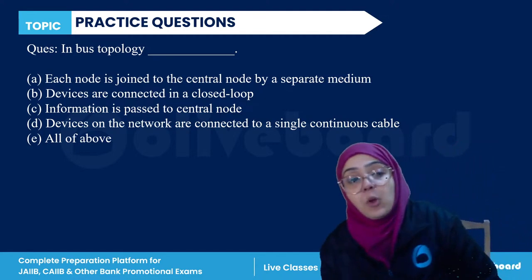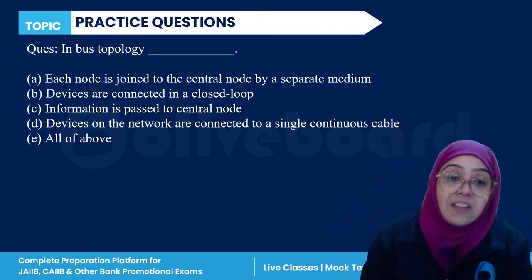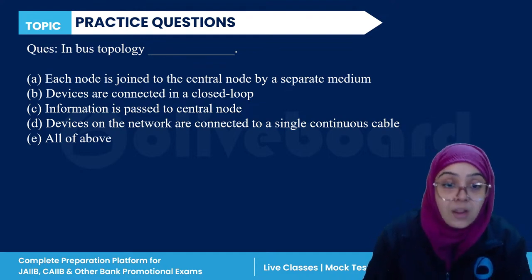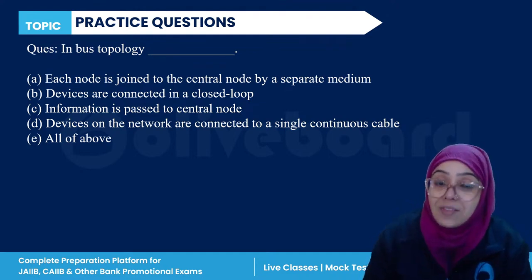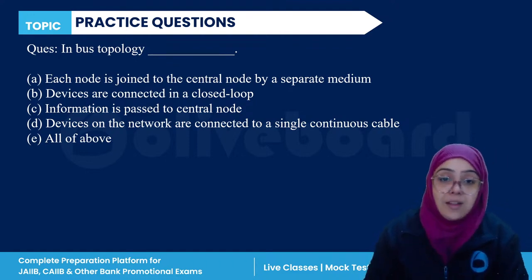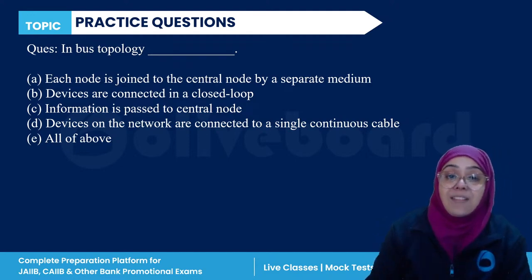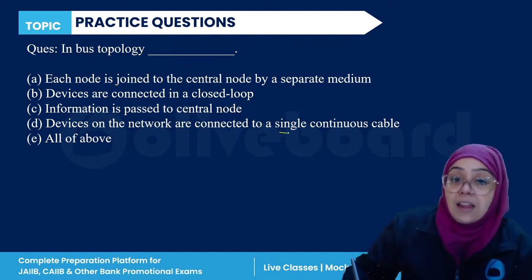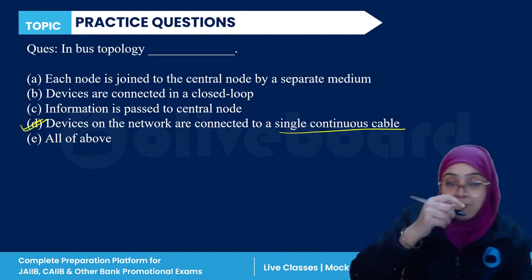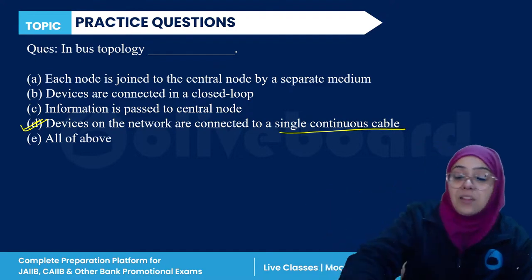In a bus topology, each node is joined to a central node by a separate medium. Devices are connected in a closed loop. Information is passed to the central node. Devices on the network are connected to a single continuous cable, or all of the above. The correct answer for this question is: bus topology means a single continuous cable, right? So yes, D is the correct answer. Every device on the network is connected to a single continuous cable. That is a bus topology.